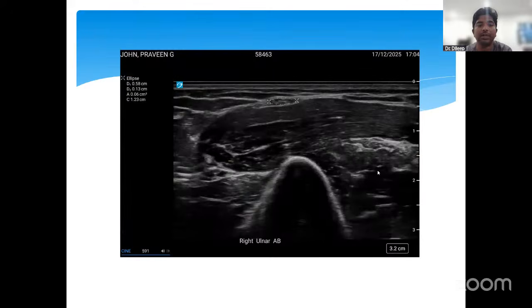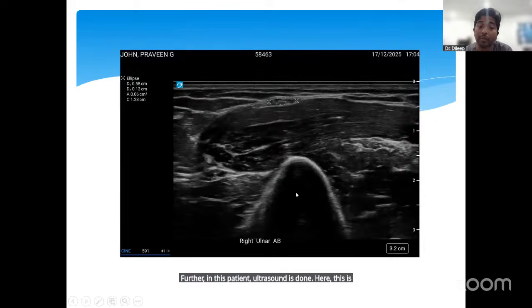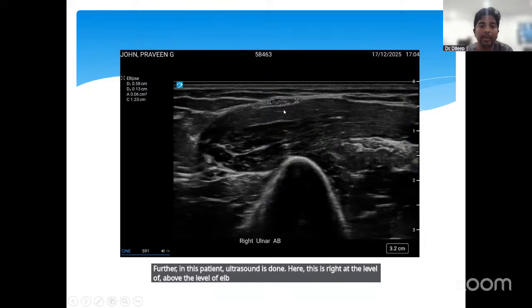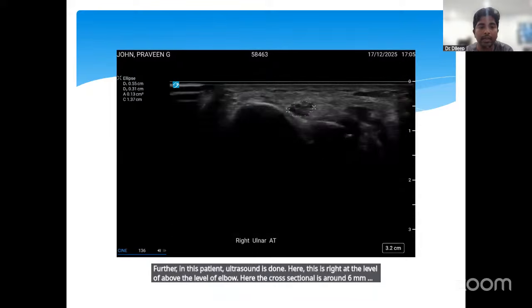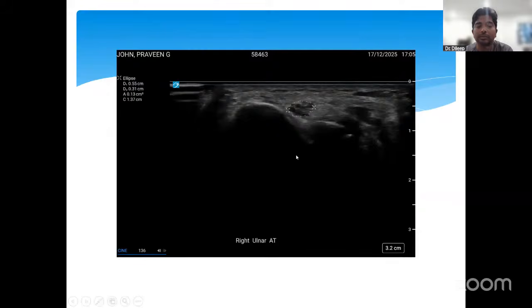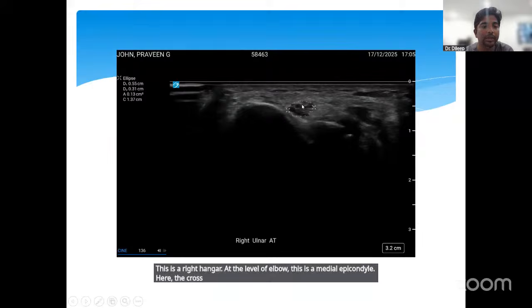Further, in this patient, ultrasound is done. Here, this is the right ulnar nerve above the level of elbow. Here, the cross section is around 6 mm square. This is the right ulnar nerve at the level of elbow. This is the medial epicondyle. Here, the cross-sectional area of the ulnar nerve is 13, which is on the higher side.